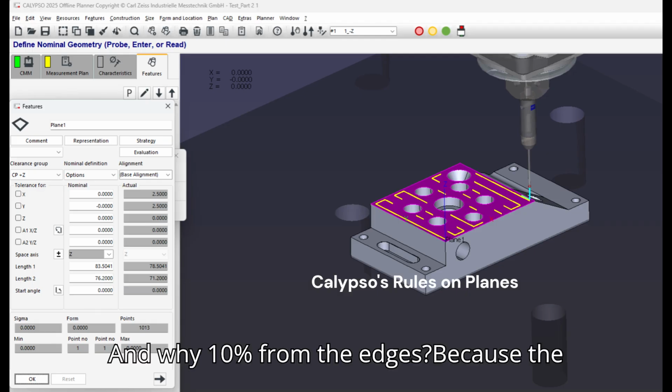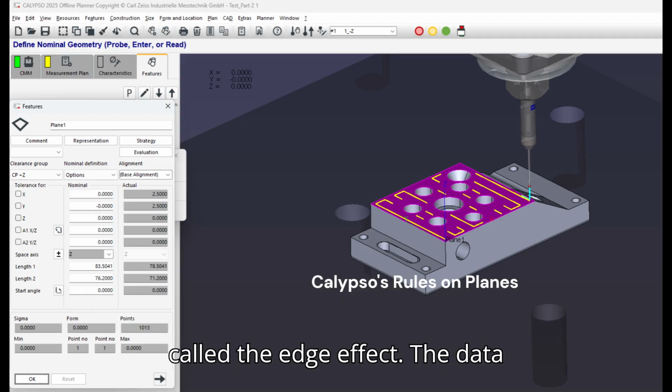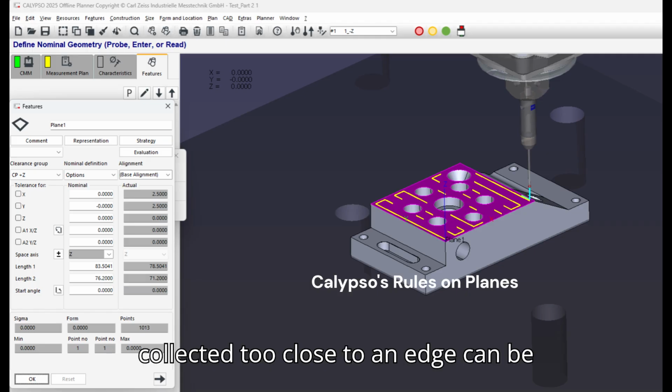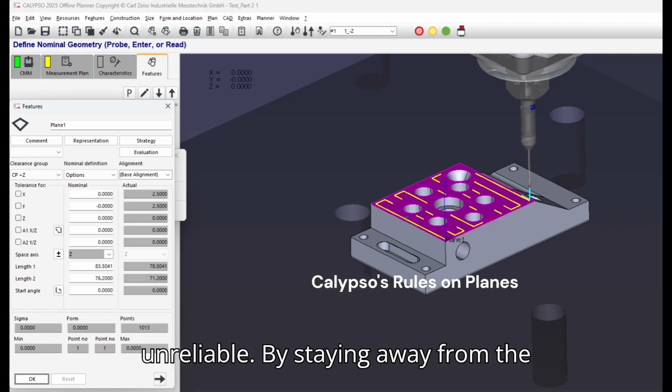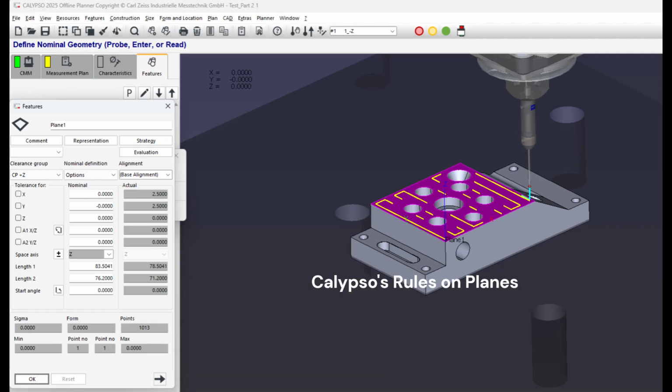And why 10% from the edges? Because CMMs are subject to a phenomenon called the edge effect. The data collected too close to an edge can be unreliable. By staying away from the boundary, we ensure our data is clean and accurate.